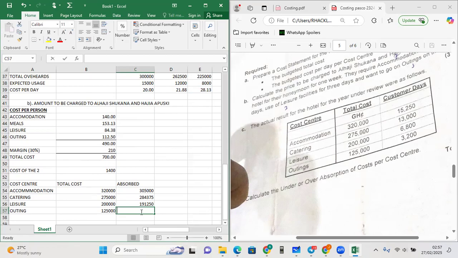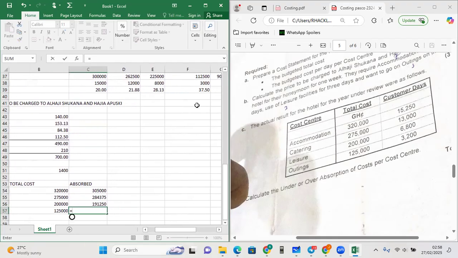Now the last one is equal to this times this with this times this. That's it.